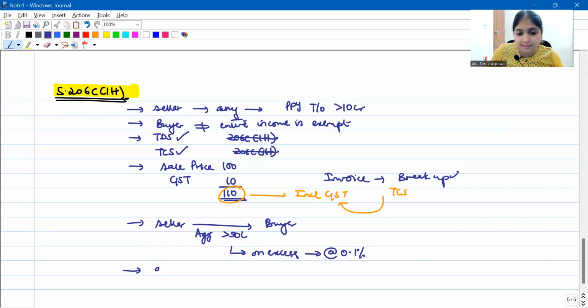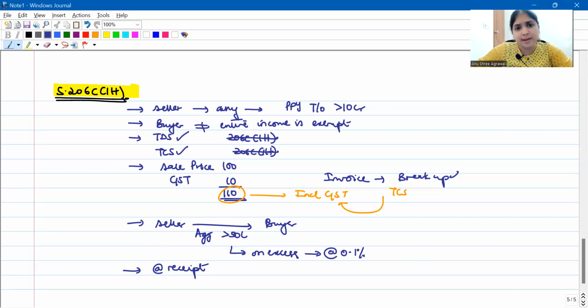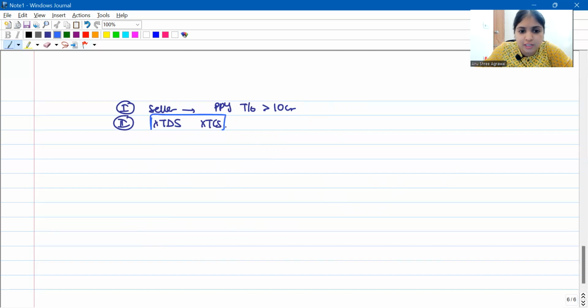And when am I going to collect tax? I am going to collect tax at the time of receipt of consideration. When I receive the consideration, at that time, I will collect tax. To summarize, guys, you can learn 206C1H like this. There are totally 3 conditions. Condition number 1, the seller should be a person whose preceding previous year turnover is more than 10 crores. Condition number 2, no other TDS section should apply, no other TCS section should apply. For this, I will give you a flow chart to check this condition. That flow chart will make life easy for you because this is the only place where students get stuck when it comes to 206C1H.